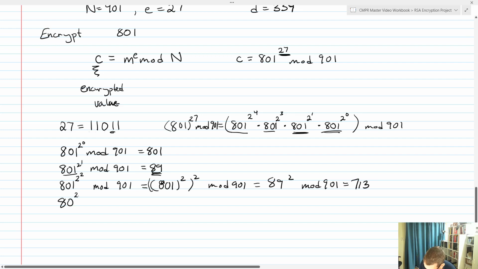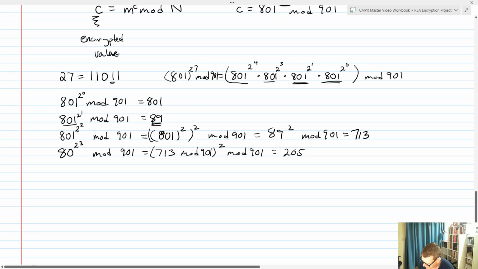Then I'm going to take 801 to the 2 cubed mod 901, and that ends up just equaling 713 mod 901 squared mod 901, which ends up equaling 205. And then we'll take 801 to the 2 to the 4th, that's the last term that we need, mod 901, and that's just 205 squared mod 901, and that'll end up equaling 579.